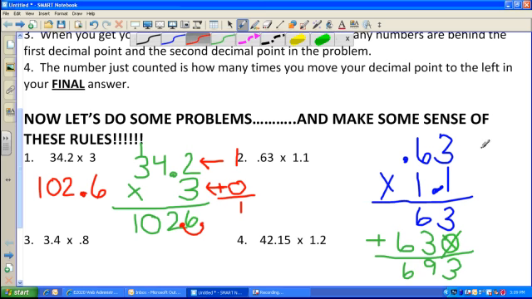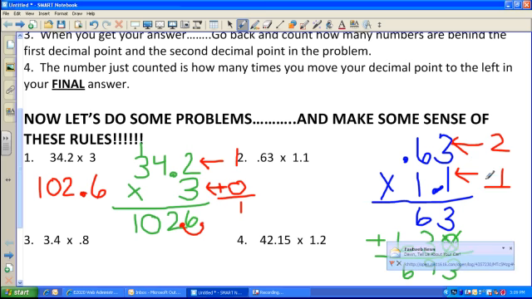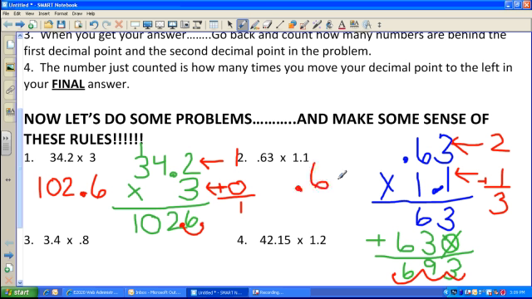Okay? So the rule said I need to go back and look at each row, put my arrows, and count how many numbers are behind each decimal point. I have 2 here. I have the 6 and the 3, so 2. I only have 1 here, so that is a total of 3. So that represents how many places I need to move my decimal to the left. Right now I don't have one, so it's always at the end. So 1, 2, 3. So my answer for number 2 should be 0.693. It's an ugly 3, but that's a 3.